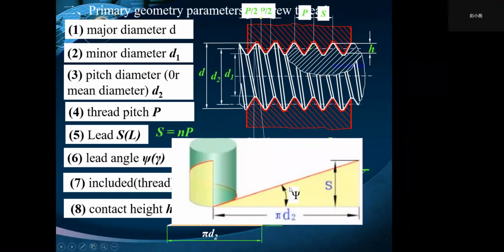We have the tangent psi, or tangent gamma, is equal to S divided by pi times D2. Okay.